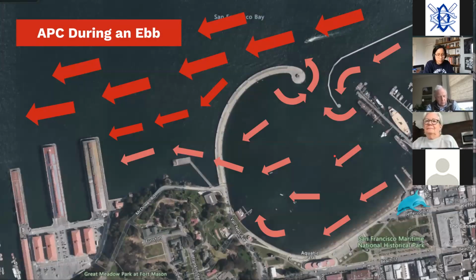So what does that mean? One thing you should note is that ebbs are generally going to be stronger than floods. There is a lot of water moving out that is being pulled out of the Sacramento River and all of its tributaries, all the connected waterways to the bay. So generally speaking, ebbs are going to be stronger than floods.